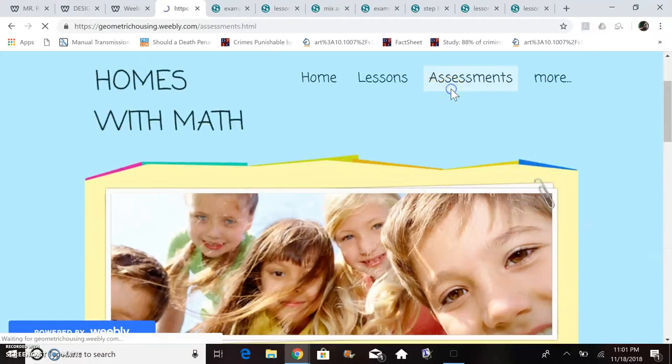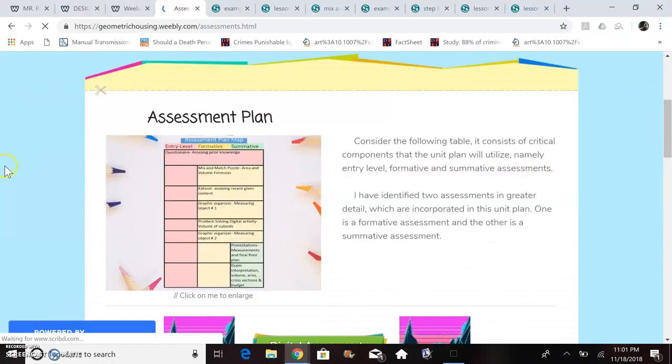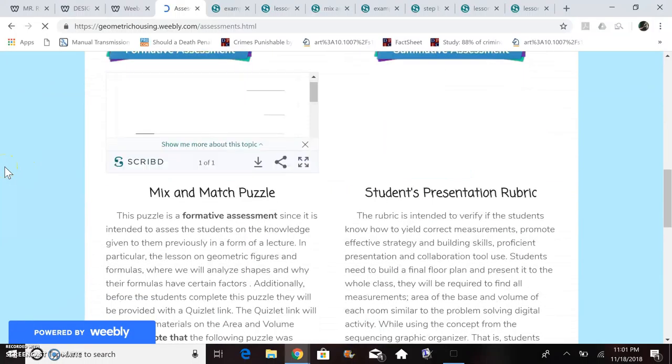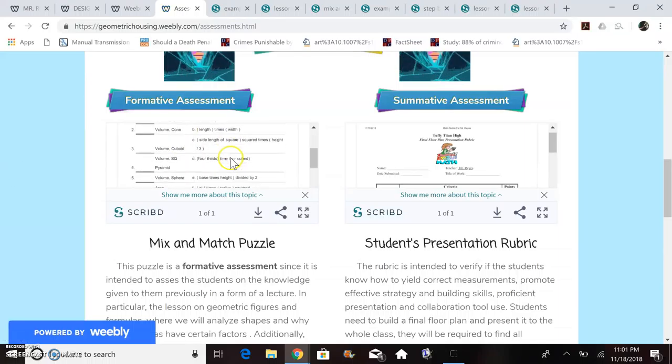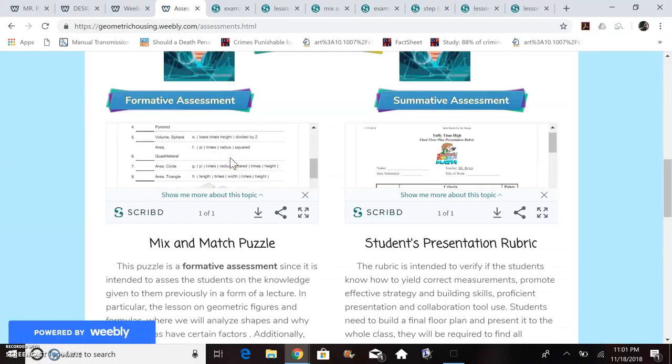Now let's look at the assessments. This is my assessment plan. These are all the assessments that will be used. In particular, here is a formative assessment. It's a mix and match game for them to mix and match the volume formulas and the area formulas to know the difference between them. Because one yields measurements cubed and the other one squared.